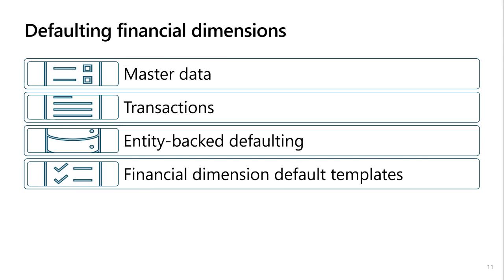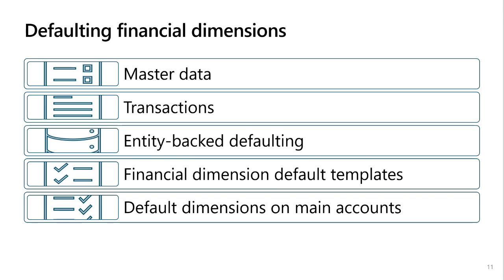You also have the ability to create financial dimension default templates. This feature allows you to define a combination of dimensions or even a breakdown of multiple combinations with a percentage to link to a source document header or line, such as a purchase order header or purchase order line.